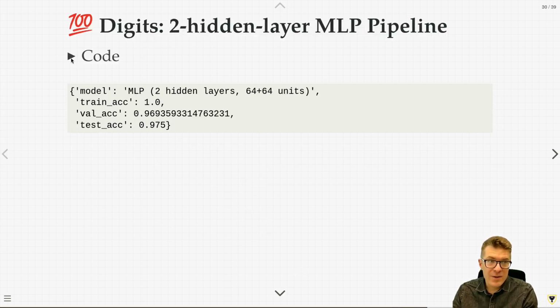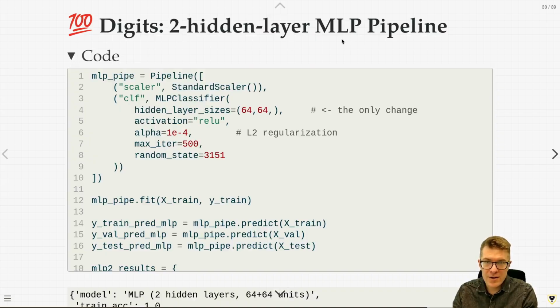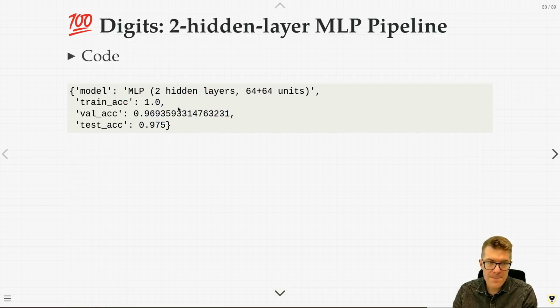Let's try again with a two hidden layer MLP pipeline. The only change is this argument list I'm applying to MLP classifier. Instead of having one value for one hidden layer, I have two, both of which are going to have 64 units in them. I still have a perfect training accuracy. Validation accuracy is now somewhere between logistic regression and the one hidden layer MLP, but the test accuracy goes up from 96.7 all the way up to 97.5. So not much interesting happening here really.